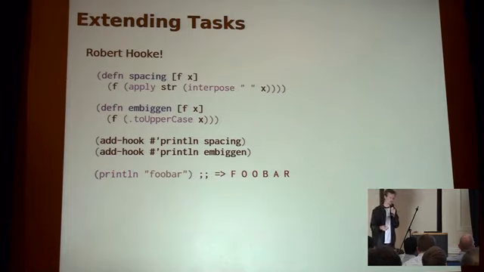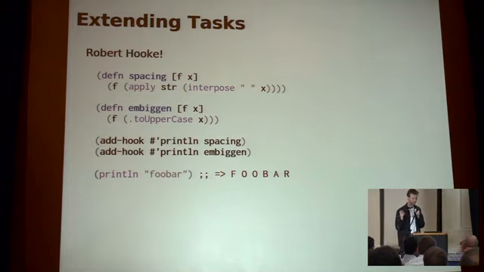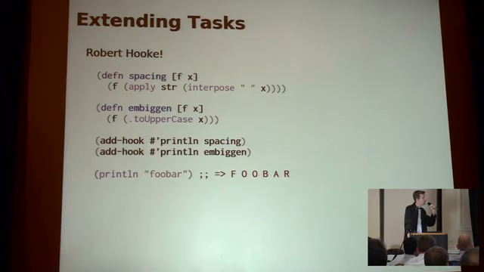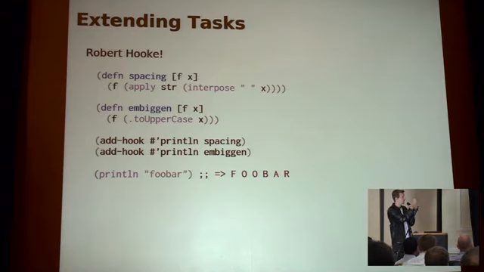Robert Hooke is a general mechanism for extending functions of any kind. What's going on here is we're creating two defns called spacing and embiggen, and they take a function as their first argument and a string as their second argument. And so you've got those two functions, and you're going to add them as hooks onto println. That is done under the covers with some alter-var-root magic. It prepares the var to be hooked and conjures up these wrapper functions and composes them. So when you actually call println, it's calling a chain that's composed of spacing, embiggen, and the original println.